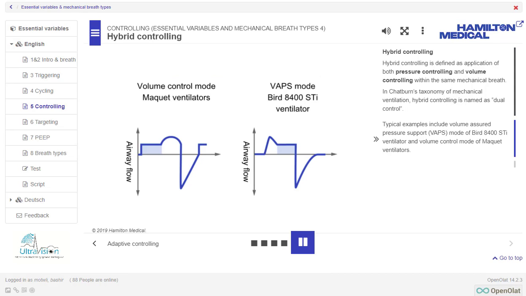Typical examples include volume assured pressure support, VAPS, mode of Bird 8400 STi ventilator and volume control mode of Mackay ventilators. We will not go deeper with hybrid controlling because it is complicated to understand and has not been popularized thus far.